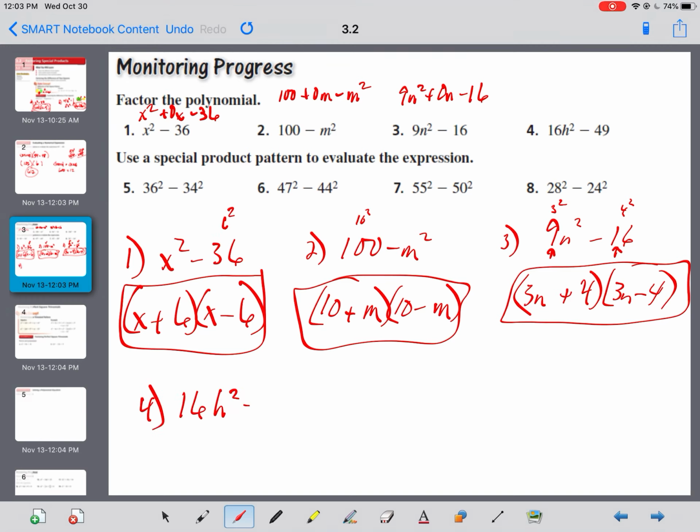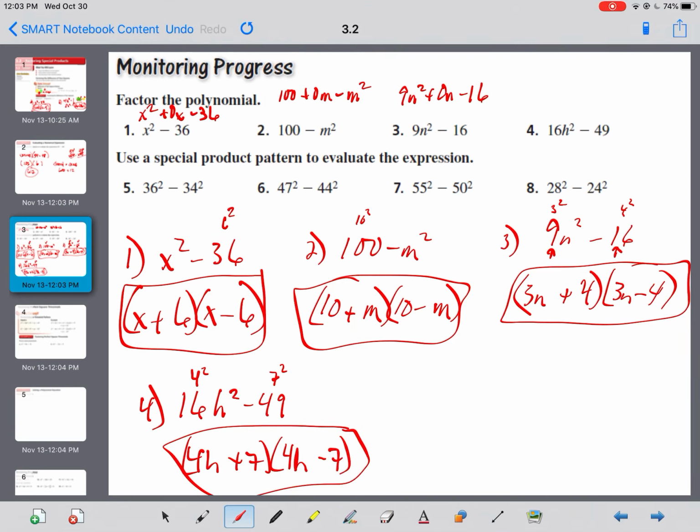So if we look at number 4, 16h squared minus 49. 16 is 4 squared. 49 is 7 squared. So that's 4h, 7 and 7. One's plus, one's minus. Boom, boom, boom, boom. And you're done.